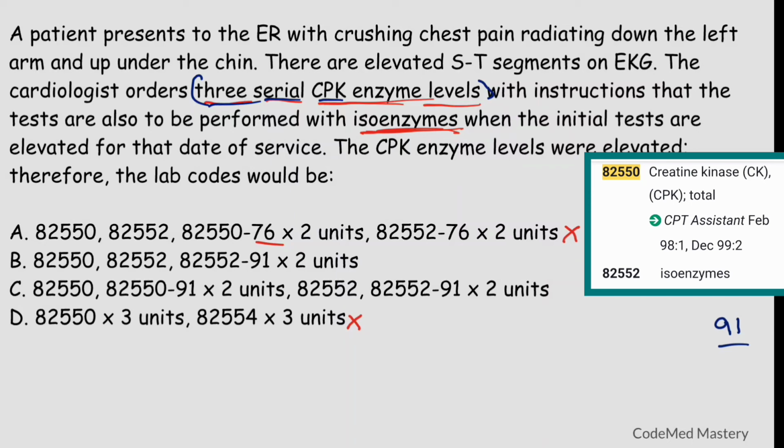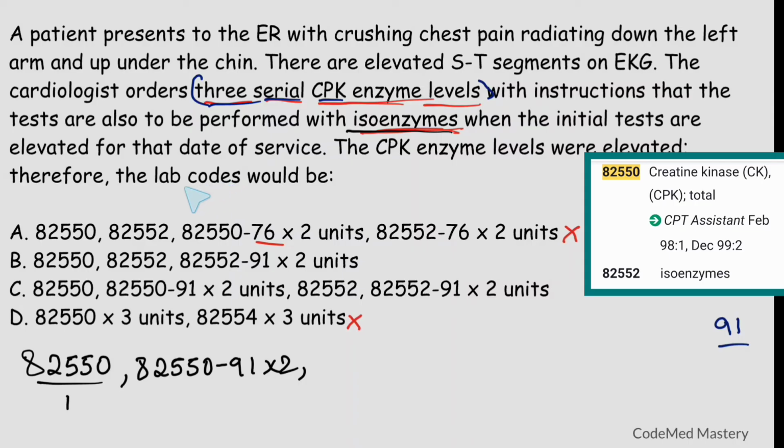So here there are 3 serial CPK enzyme tests. So the code 82550 is for CPK enzyme level test. Here there are 3 serial CPK. So for the first one we are using 82550, and the second and third CPK test is reported with 2 units of 82550, okay, with modifier 91. This is how you have to code when they have given multiple number of tests.